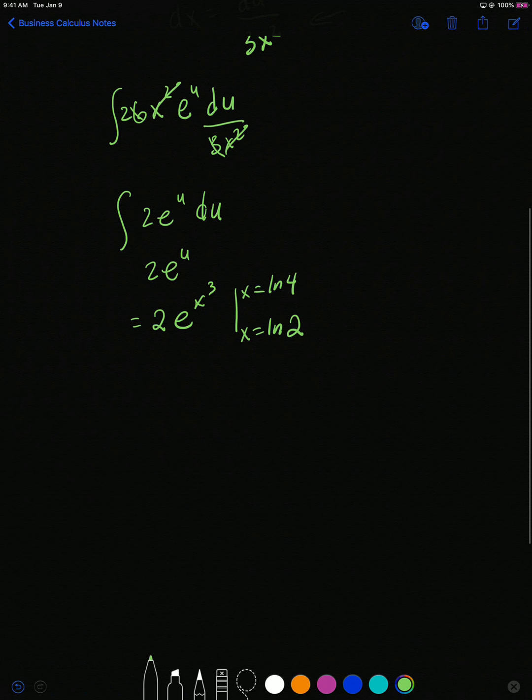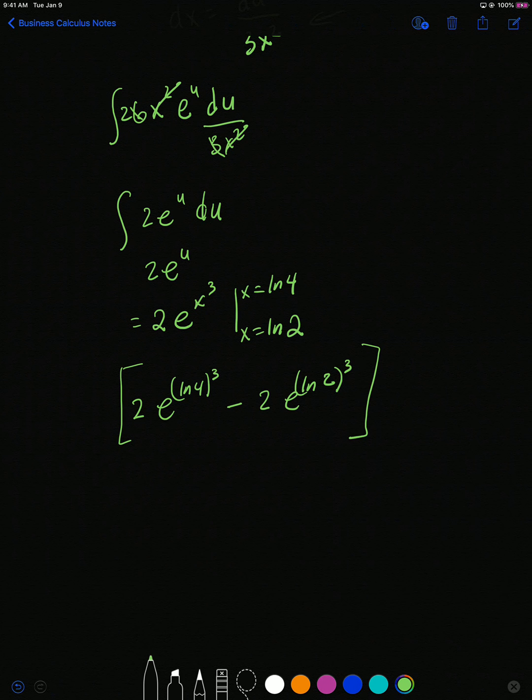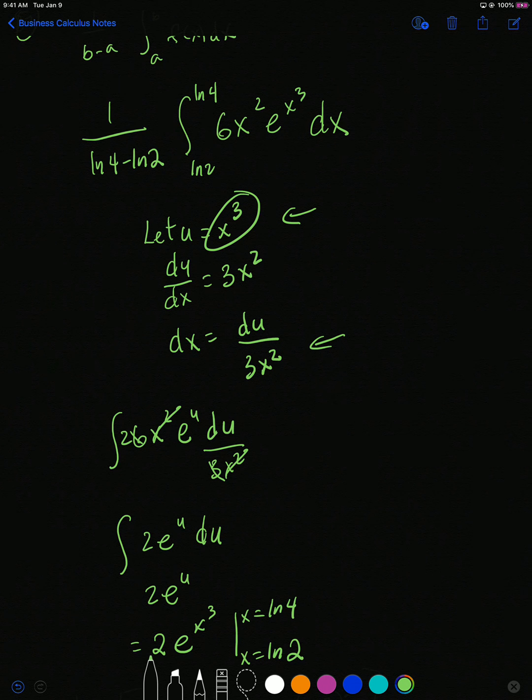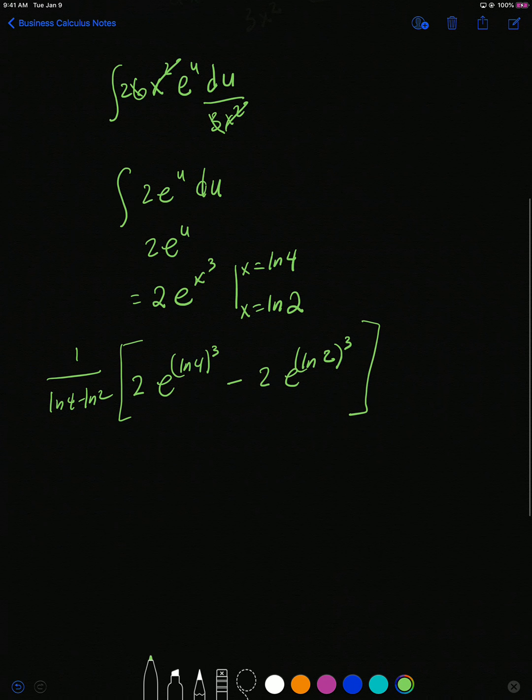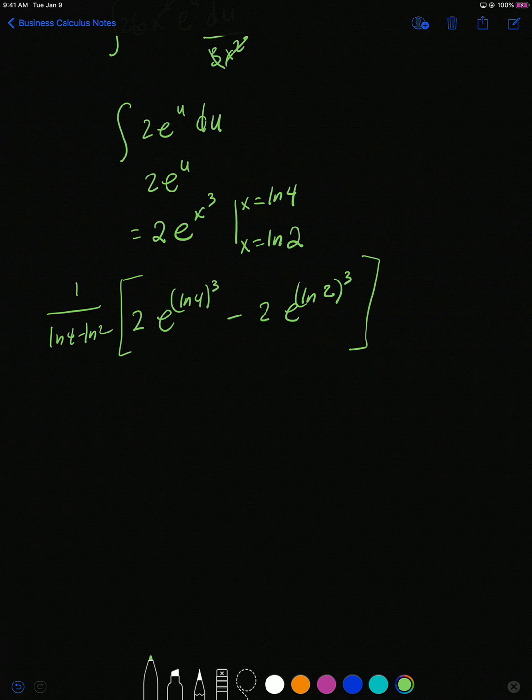So what I'm going to have to do is 2 times e to the ln 4 raised to the third power minus 2 times e to the ln 2 raised to the third power and subtract the two answers. And let us not forget it's an average value, so it's 1 over ln 4 minus ln 2. And remember, the original problem had this ln 4 minus ln 2 in front. Upper limit of integration, lower limit of integration. Aren't you glad you get to use a calculator? 1 over ln 4 minus ln 2.